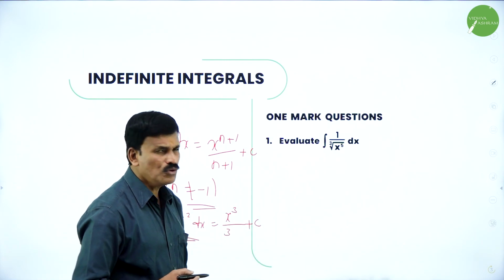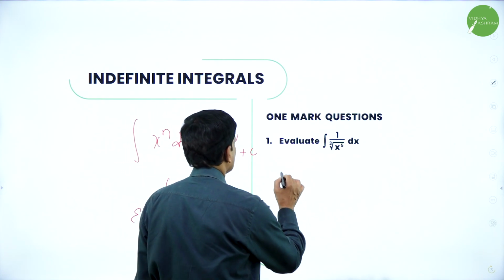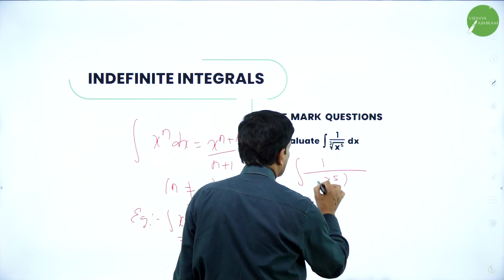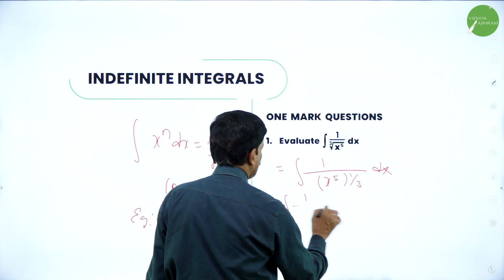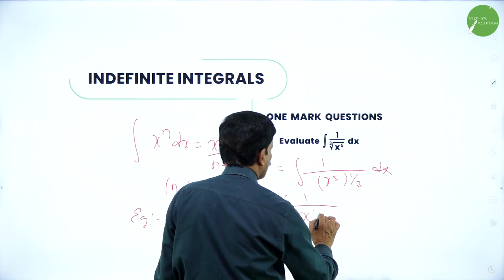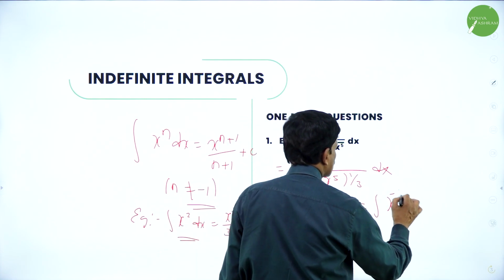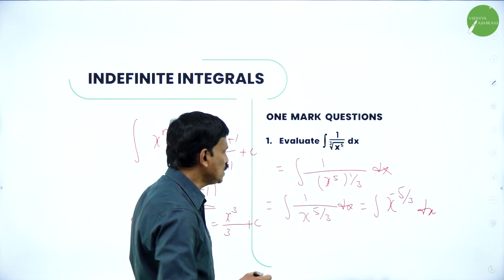Now move on to the first problem. Evaluate integral of 1 over cube root of x to the power of 5. This can be written as 1 over x to the power of 5, cube root means 1 by 3, into dx. This is equal to integral 1 over x to the power of 5 by 3 dx. Take this to the numerator. Whenever this is taken to the numerator, it becomes x to the power of minus 5 by 3 dx.